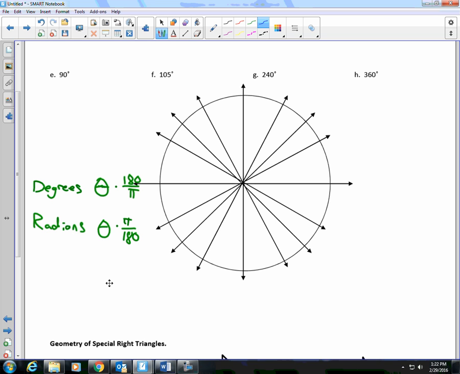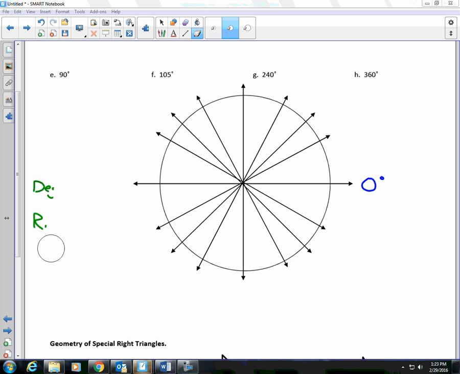What we're going to do right now is a very, very important day for us to kind of work through these pieces. We want to fill out some very important pieces on this circle. And I'm going to start with this spot right here. 0 degrees. If I were to go all the way around, how far around would that be? 360 degrees. Halfway would be?